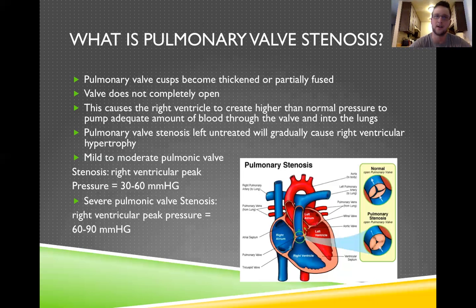Mild to moderate pulmonic valve stenosis is going to be 30 to 60 millimeters of mercury. And then severe pulmonic valve stenosis is going to be 60 to 90 millimeters of mercury. And this is where you're going to see very noticeable symptoms, and the doctors will immediately look into it based on the symptoms created by that, which we'll get into.